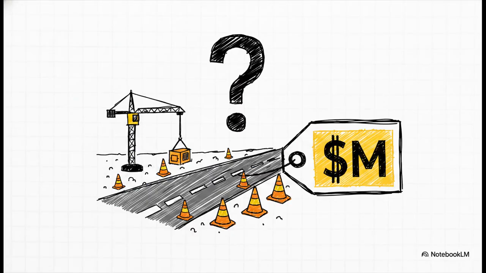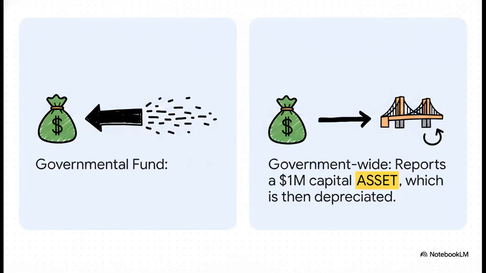So, let's walk through a classic exam-style problem. The city of Ridgeway spends $1 million to build a brand new road. How is this single event going to show up in the financial statements? And boom, here's our core rule in action. From the perspective of the governmental fund, which is just tracking where the cash went, spending $1 million is a capital outlay expenditure, period. The money's gone, it's been used.